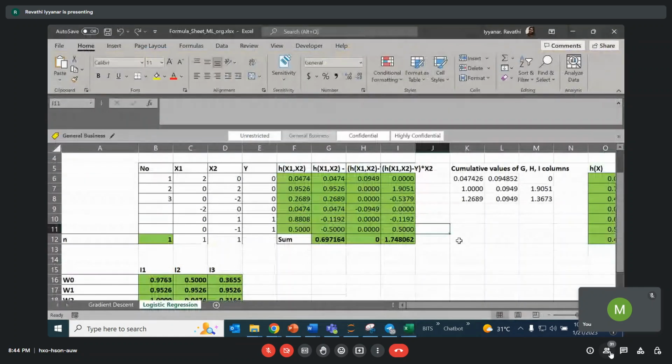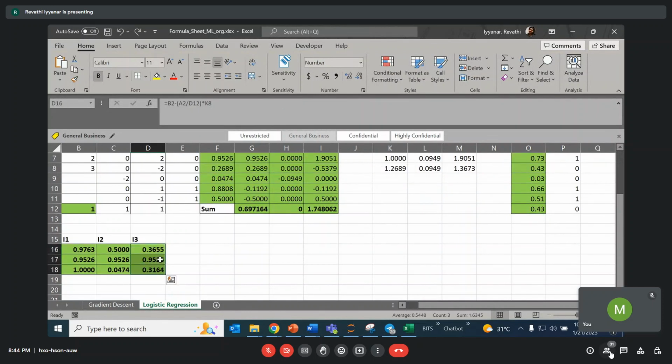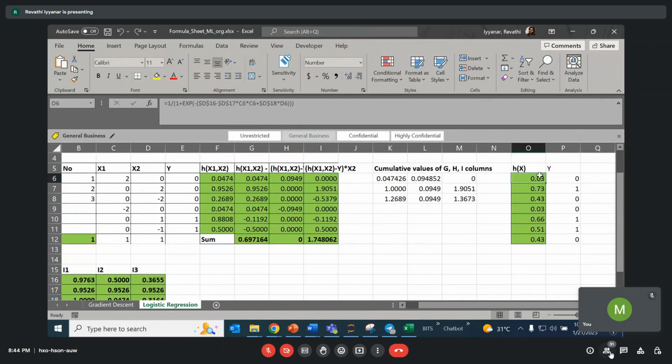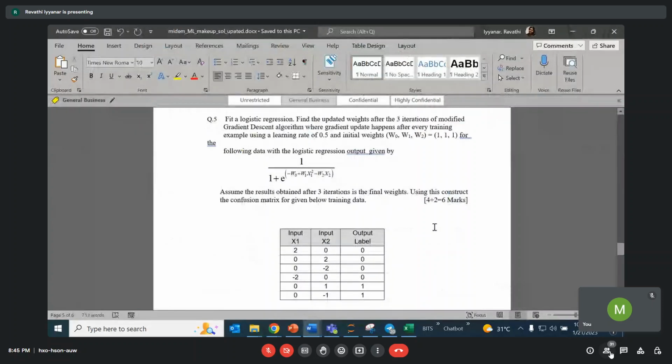So this HX in the O column is applying the same formula using these I3 modified values, I3 values. That's all. Based on that, Y is predicted: if it is more than 0.5, then 1, otherwise 0. And then using these values, the confusion matrix was made.